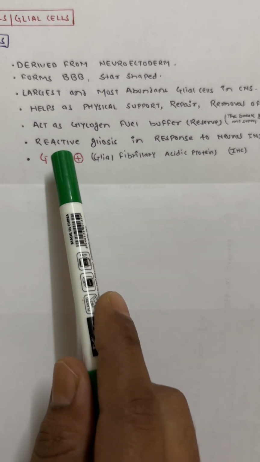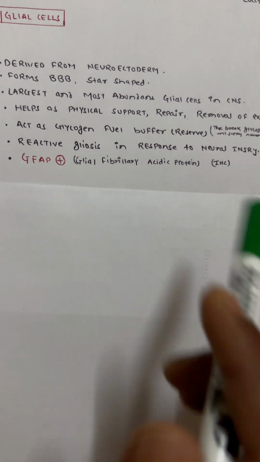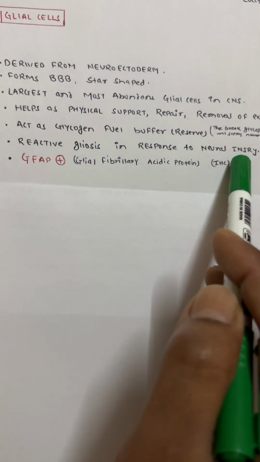Now, while talking about reactive gliosis in response to neural injury, what this line means is that whenever there is damage to the CNS, either by infection, stroke, or tumor, these astrocytes will proliferate. It means they will increase in number, and they will form a protective barrier or a scar to that neural injury.